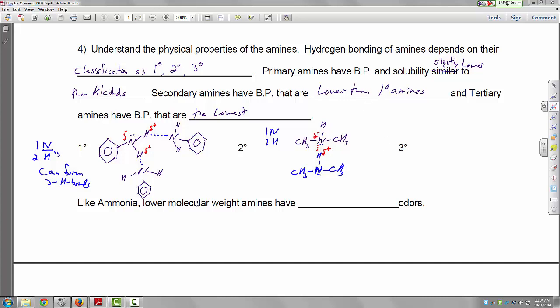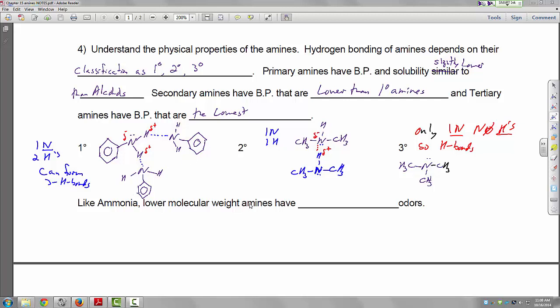With tertiary amines, there's only 1 nitrogen, no hydrogens, so no hydrogen bonds. If there's no hydrogens, how can you have a hydrogen bond, right? There's no hydrogens on this trimethylamine, so you can't have hydrogen bonds, so they have the lowest boiling point.